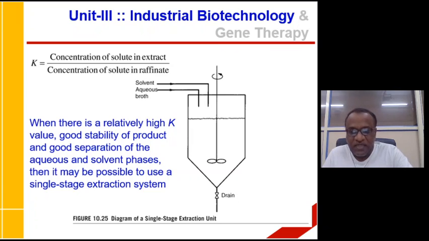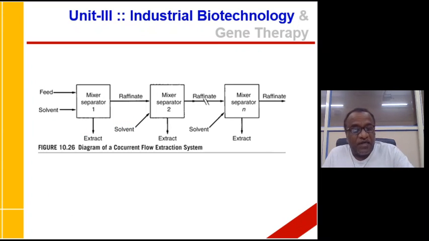This is a diagram which shows the single stage extraction unit. That means we have one drain, we have the solvent feed and the aqueous feed. So it is a single stage extraction unit, right? But unfortunately, in a number of systems, the value of K, that is the partition coefficient value, is low. So a co-current or counter-current multi-stage system needs to be utilized.